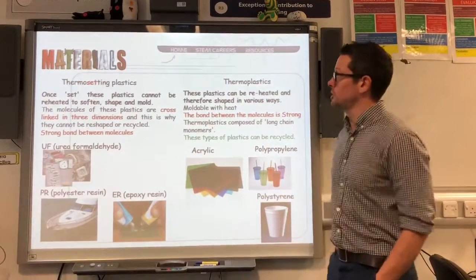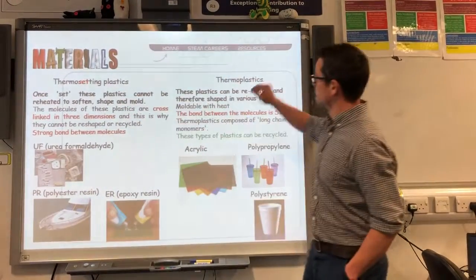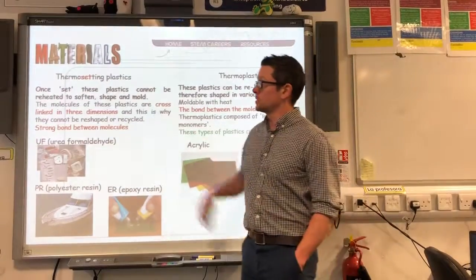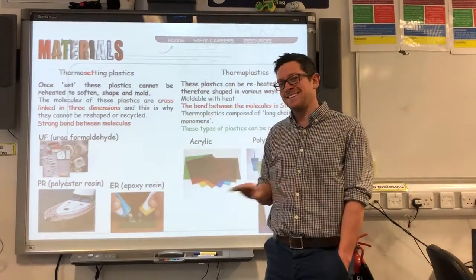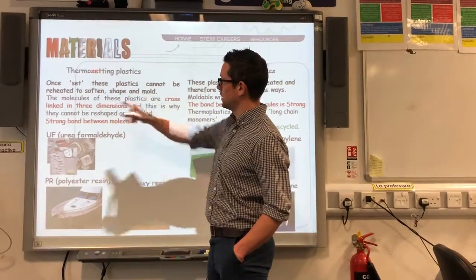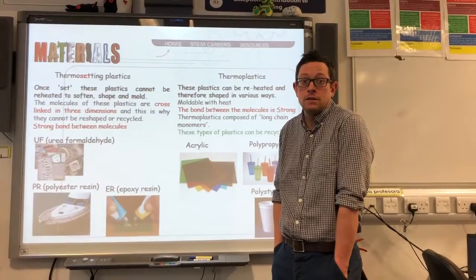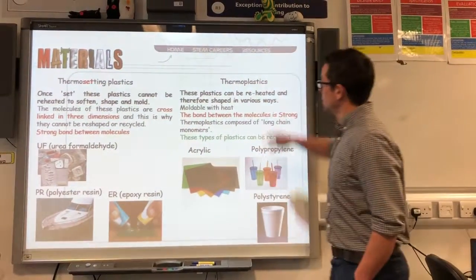All right, and the 2 groups that you need to know, again, they're on your sheets, you can find your examples there, are thermoset and thermoplastics. Thermoset are easy. Once they've been heated, they're set. You cannot change them, okay? And that's because the molecules are cross-linked in 3 dimensions and makes them very, very strong. Unfortunately, because you can't reheat them, they are not recyclable.